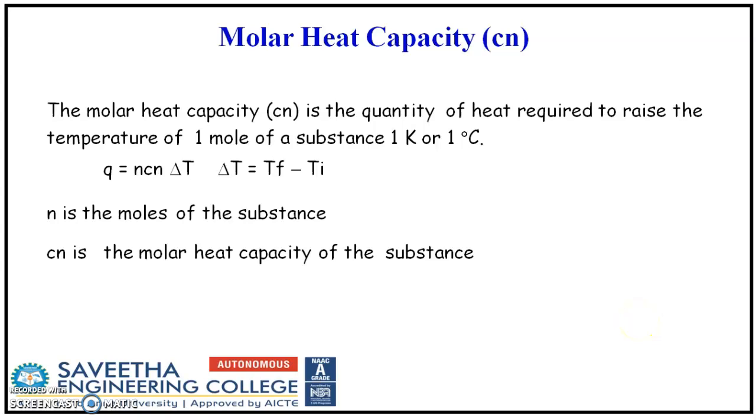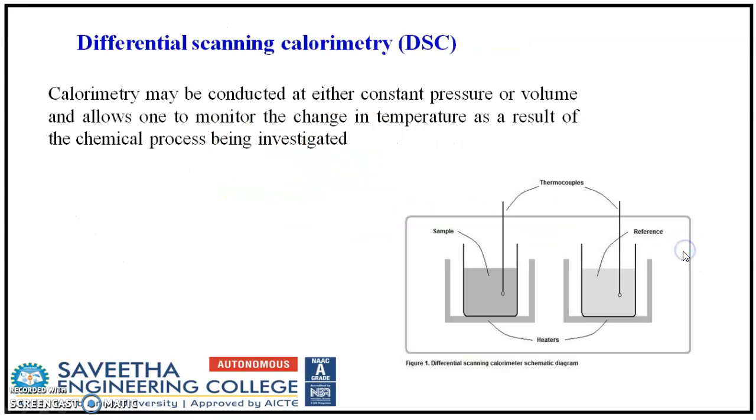Again, the next term is molar heat capacity. Here they are measuring the heat capacity of 1 mole of the substance by 1 Kelvin or 1 degree Celsius. And the formula becomes Q is equal to n Cn delta T, where n is the number of moles of the substance, and Cn is the molar heat capacity of the substance, and delta T is the temperature change of the object. Tf is the final temperature and Ti is the initial temperature.